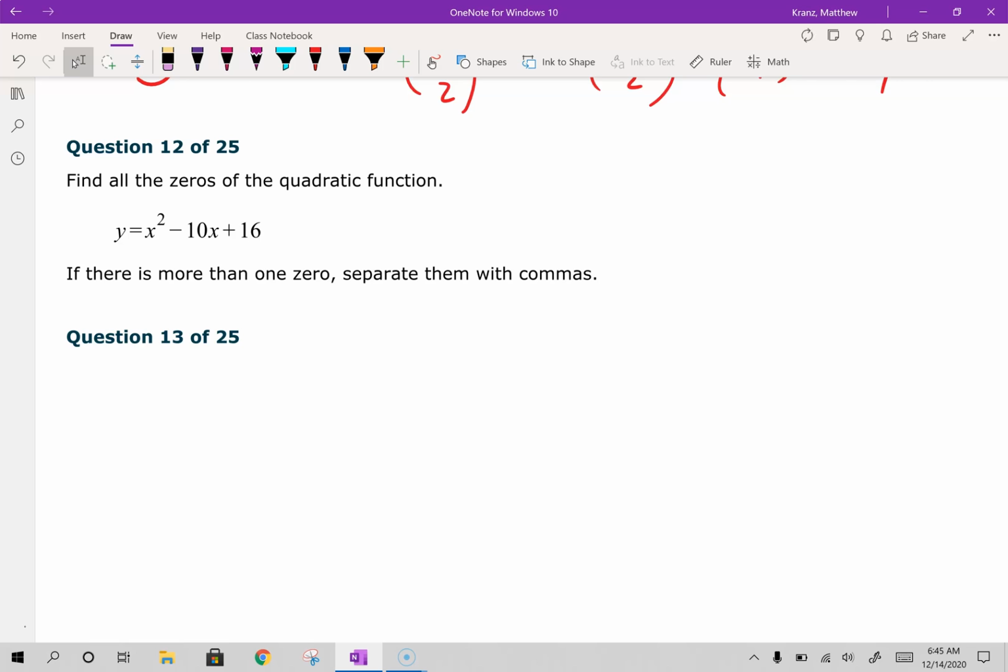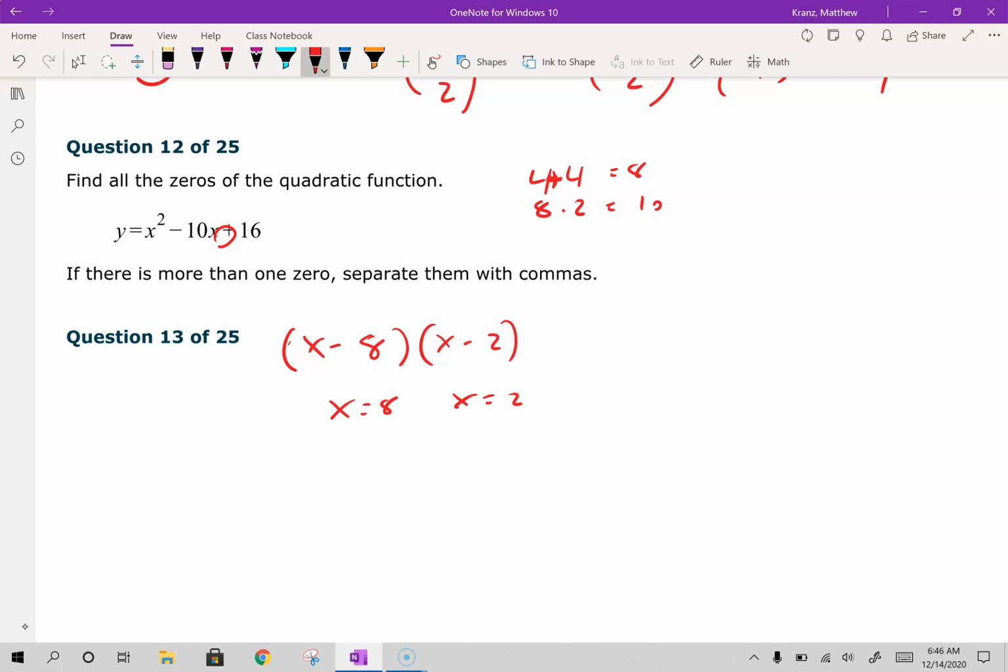Find all the zeros of the quadratic equation. So either A, we can factor it, or B, we can use the quadratic formula, or we can complete the square, right? So first of all, can we factor it? What equals 16? You have 4 and 4. Remember, there are 2 that have to be the same that equal 10. So that equals 8, right? You have 8 times 2. Well, that equals 10. So all that means is that this is going to factor into x minus 8, x minus 2, right? And that means x equals 8, x equals 2. So 2, 8 is your answer.